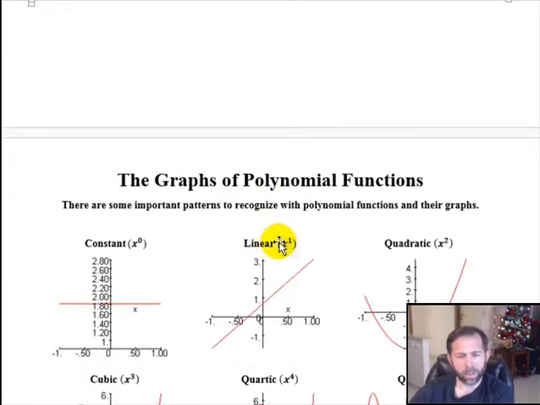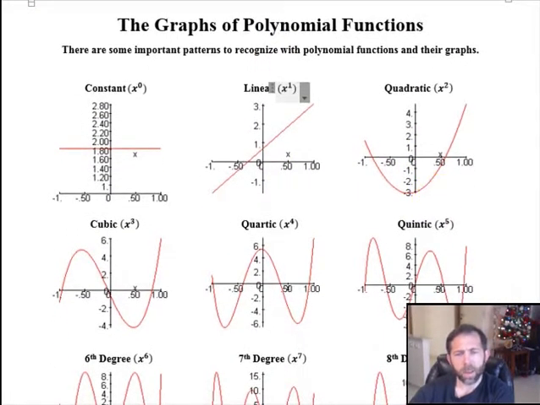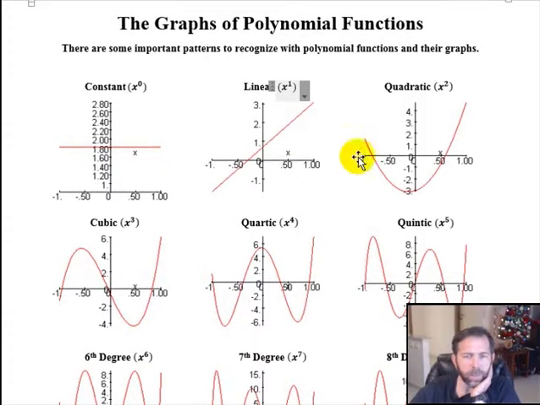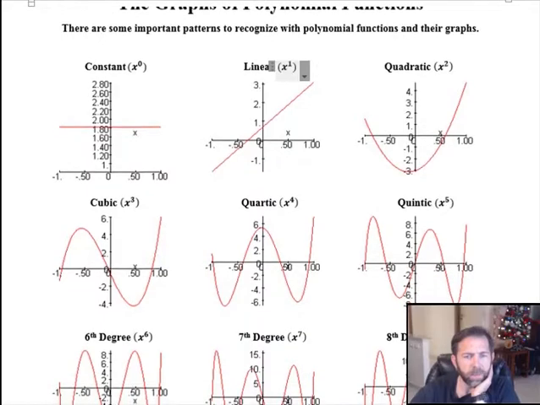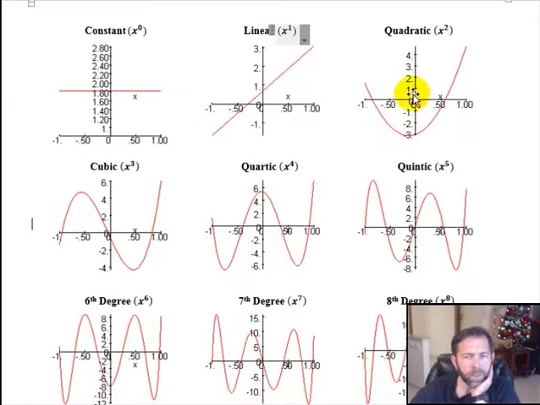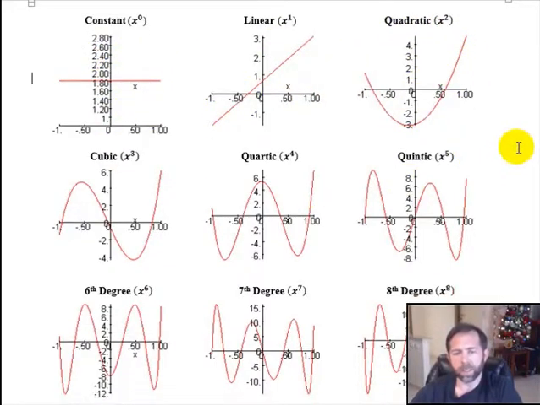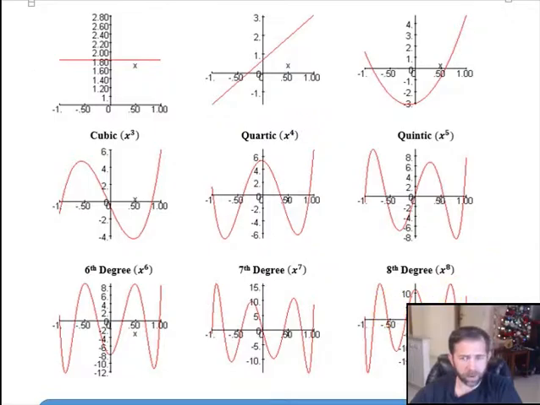All right. The graphs. These are all graphs of polynomial functions, and there are some patterns that we can identify here. A constant function has a degree of 0. A linear function, degree of 1. A quadratic function, degree of 2. And we've studied all those already. We're just going to finish the puzzle with all the rest. So cubic, quartic, quintic, 6th degree, 7th degree, 8th degree.